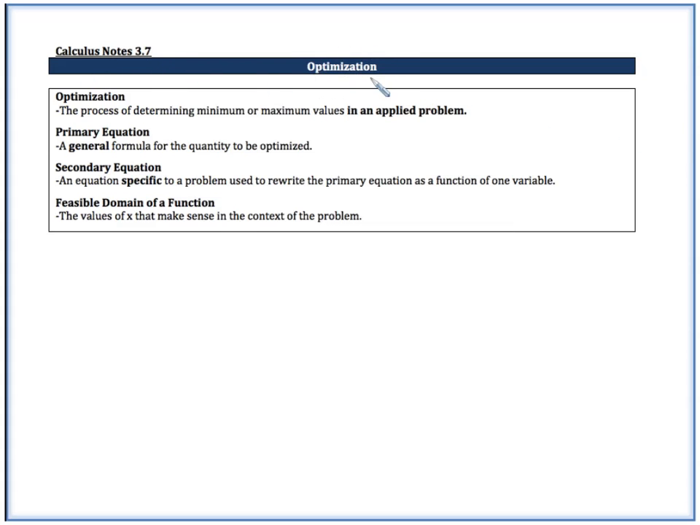Today we're going to be talking about optimization. And optimization is the process of determining minimum or maximum values in an applied problem. So in other words, we're talking word problems today.